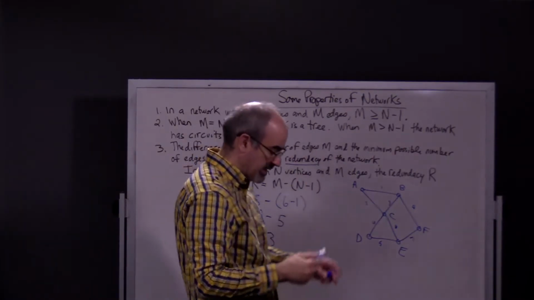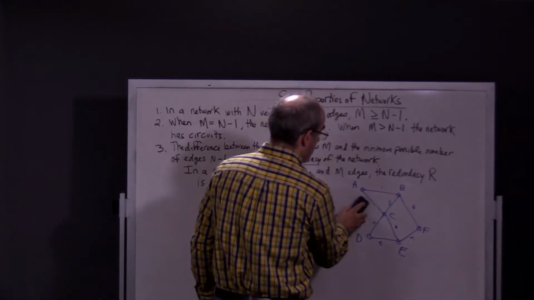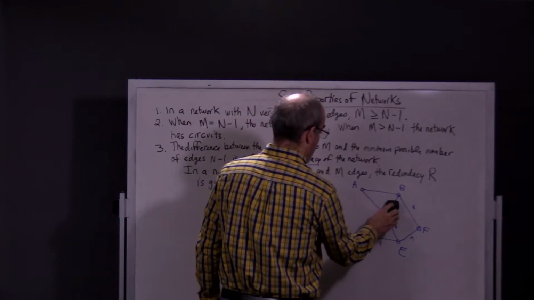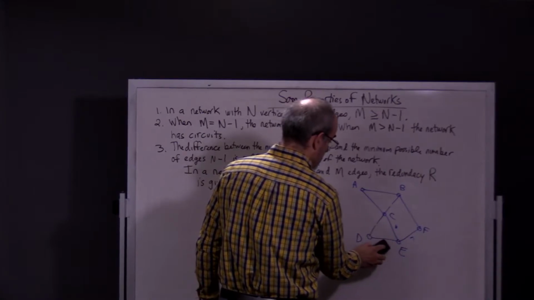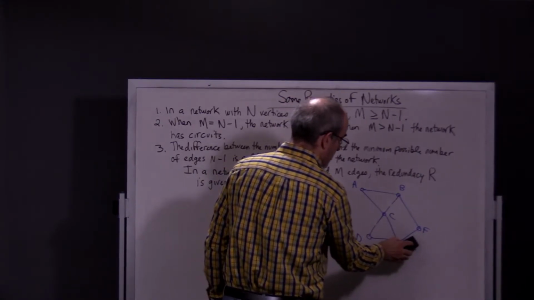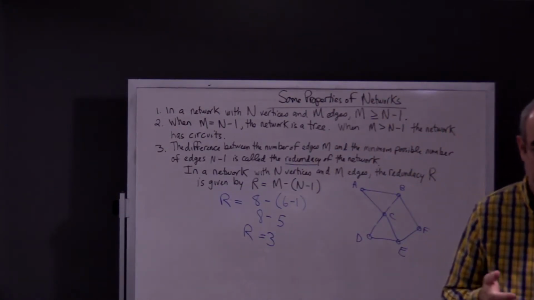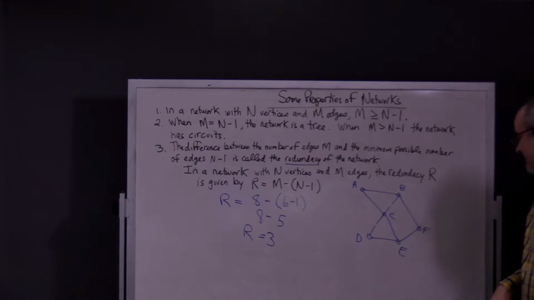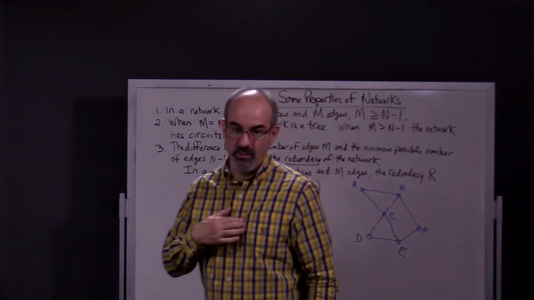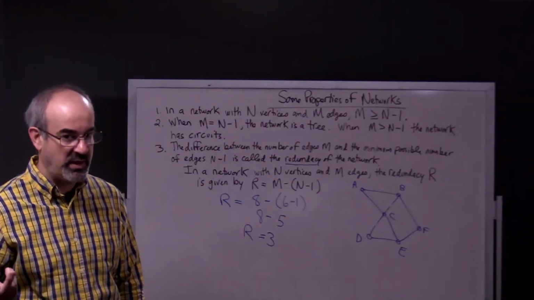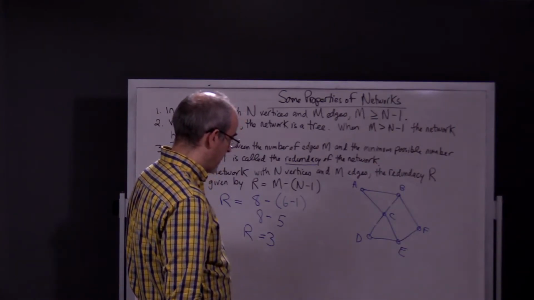The redundancy in this network is 3. What that means is there are 3 edges in this network that can be removed, and it would still be a network. And it actually will wind up being a tree. Now, it doesn't mean there's 3 specific ones. There's probably more than one combination of 3 edges I could take away. But I'm going to look at the graph and see what I could take away.